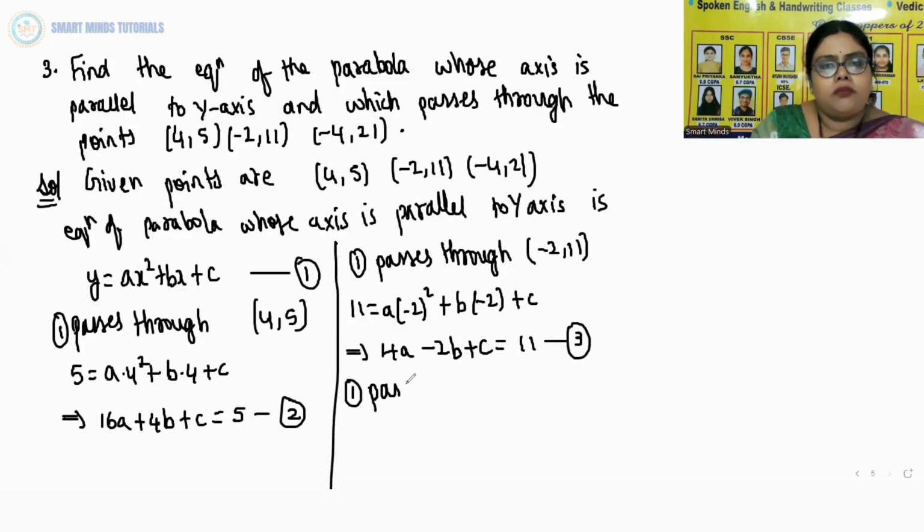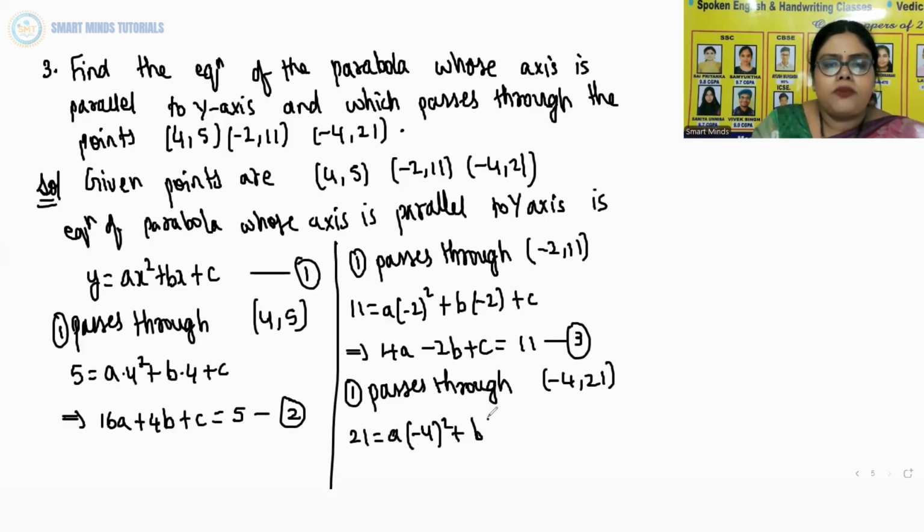Now equation number 1 passes through the fourth point, (minus 4, 21). So again in the place of x we put minus 4, in the place of y we put 21. So 21 is equal to a into minus 4 square plus b into minus 4 plus c. So that is 16a minus 4b plus c is equal to 21. This is equation number 4.